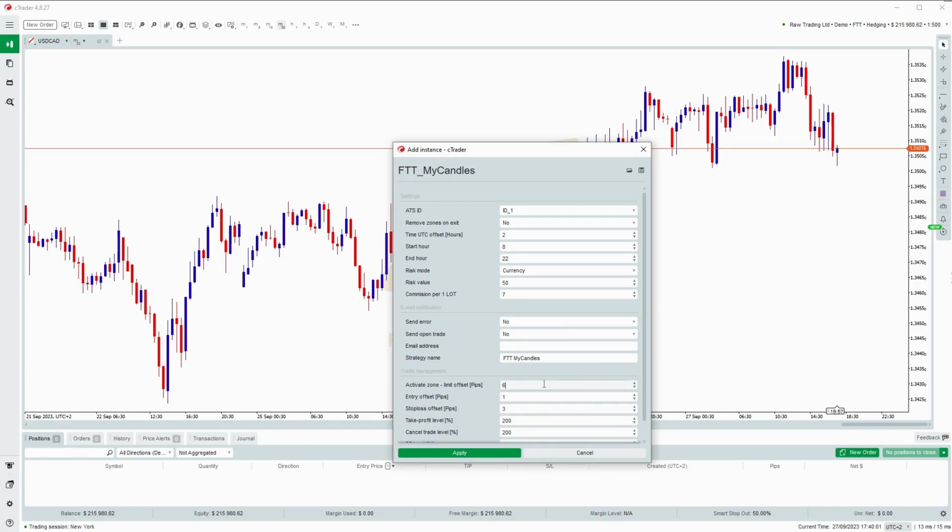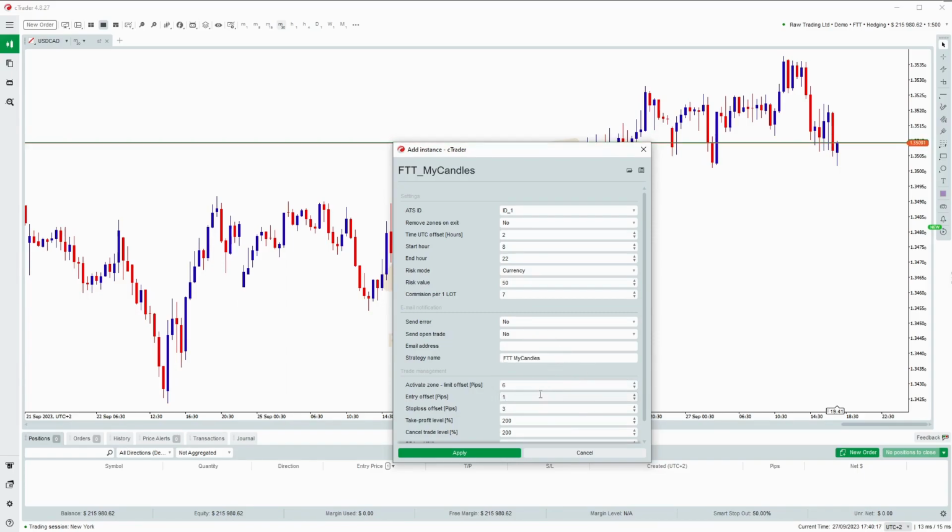All zones will remain inactive on the chart and the limit order will only be entered into the platform when the market approaches the zone within a certain number of pips, as specified here. In my case, the zone is activated when the price comes within 6 pips of the zone. Parameter entry offset.